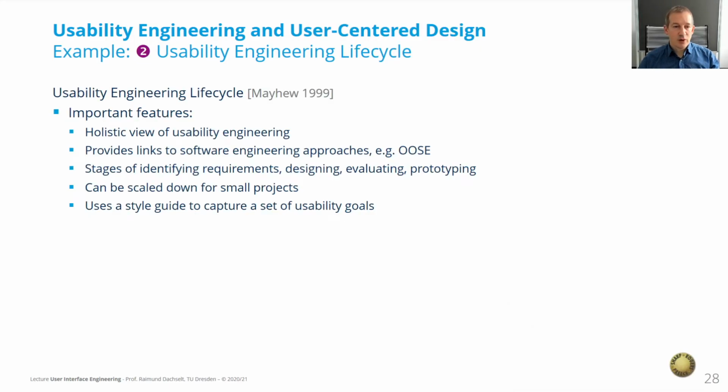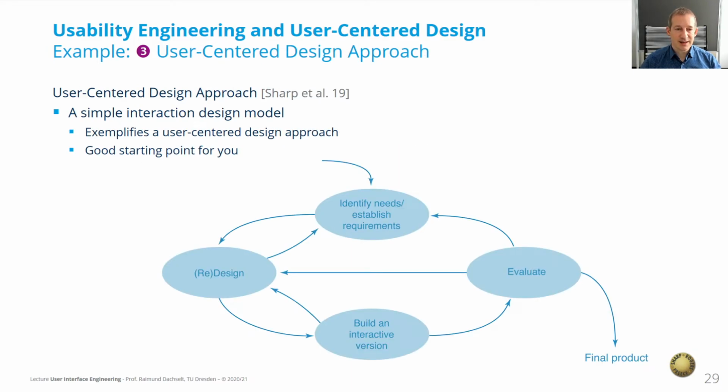Important features are this holistic view of usability engineering by Deborah Mayhew. It provides a link to software engineering approaches, that means in particular to object-oriented software engineering. It identifies stages, which are, of course, requirements, design, evaluation, and prototyping as well. It can be scaled down for small projects, and it uses style guides as a major outcome of each phase and to capture a set of developing usability goals. So these are the characteristics of her usability engineering life cycle.